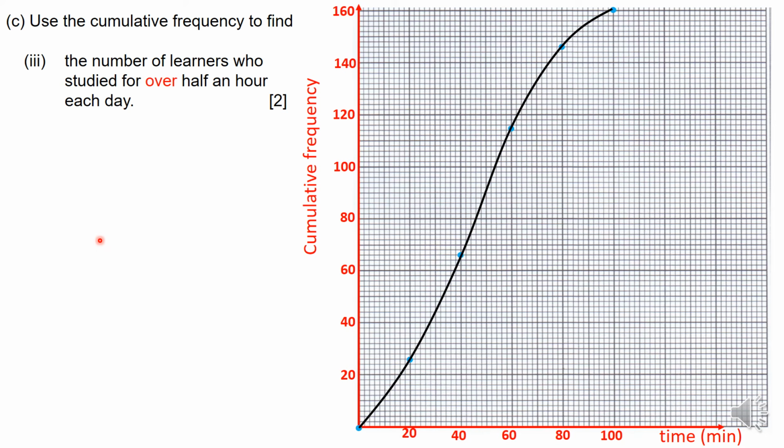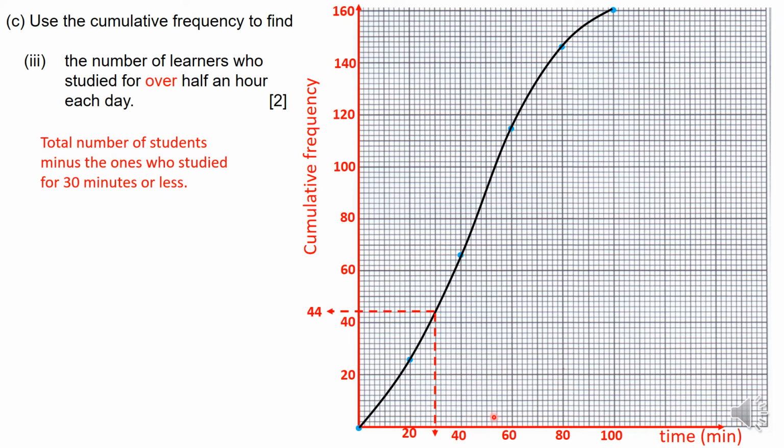Right, then there's a part C to the question, which is the last part of the last question. It says, use your diagram to find the number of learners who studied for over half an hour. So let me go to where half an hour is. Half an hour is somewhere here. So up to here, 44 learners have spent less than 30 minutes. All right. So to find the number of learners, it had 160 up there. The total number of learners minus the 44 will give you the total number of learners who spent more than half an hour studying, and you realize it's 116 of them.